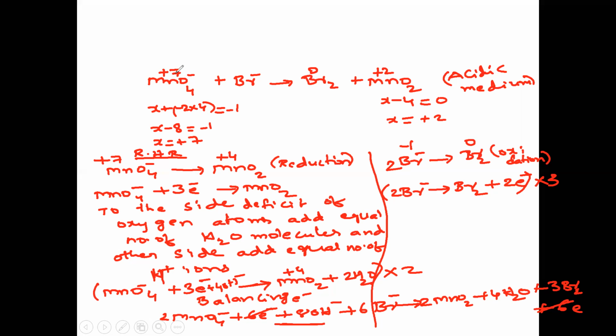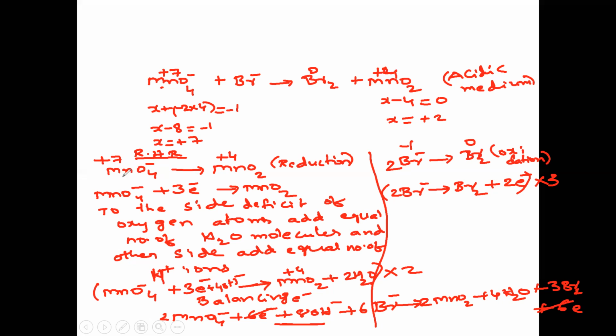Next, identify the elements which are undergoing a change in oxidation state. Here manganese from +7 changes to +2, a decrease in oxidation number. It is called reduction. Sorry, this is +4, so manganese +7 changes to +4. This is called reduction. Similarly, Br minus changes to Br2, that is -1 changes to 0, so this is called oxidation.